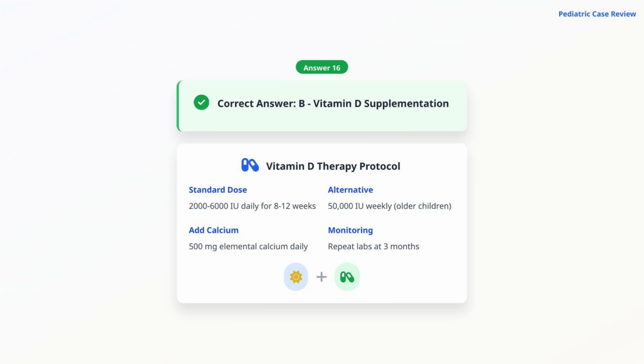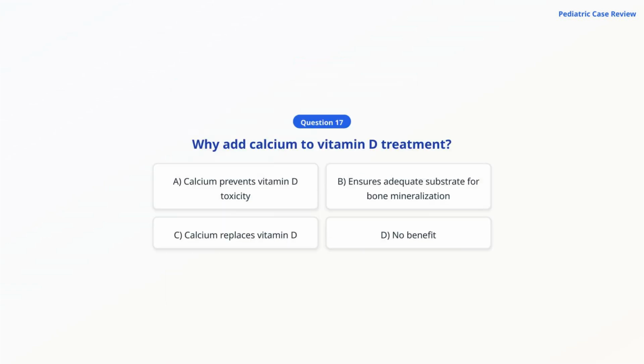Standard treatment involves 2,000 to 6,000 international units of vitamin D daily for 8 to 12 weeks. Alternatively, older children may receive 50,000 international units weekly. Supplemental elemental calcium at 500 milligrams daily is also recommended. Laboratory monitoring should occur at 3 months to assess biochemical response. Question 17. Why is calcium supplementation added to vitamin D treatment in rickets?